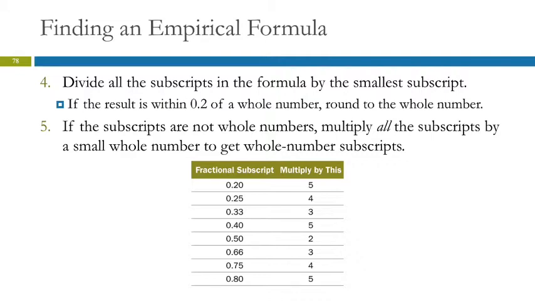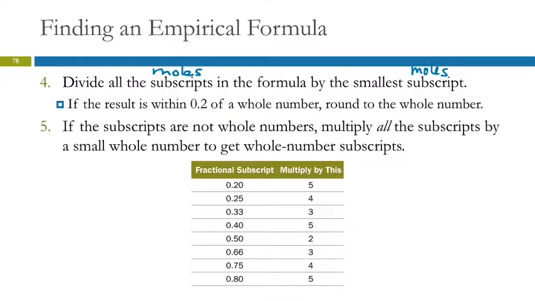Divide all the subscripts by the smallest one. So when I do this, I skip step 3. I divide all the moles of elements by the smallest moles. And I'll show you that in my examples.